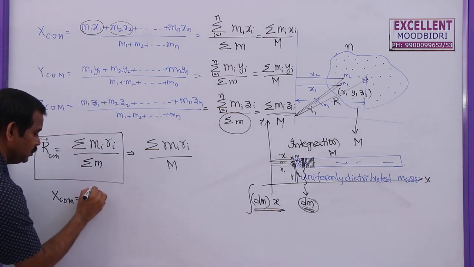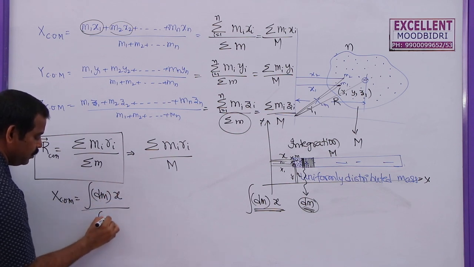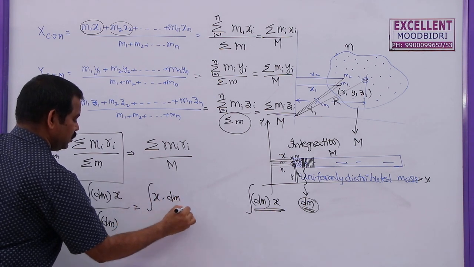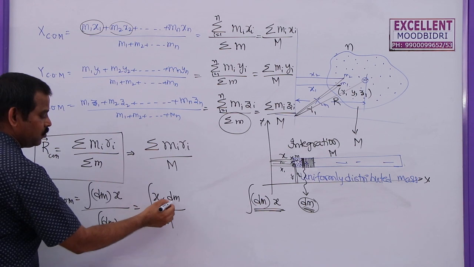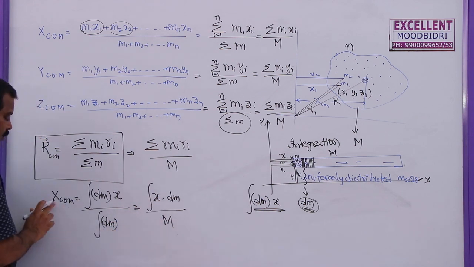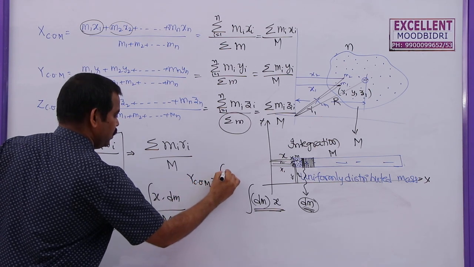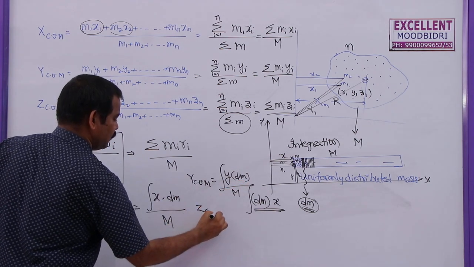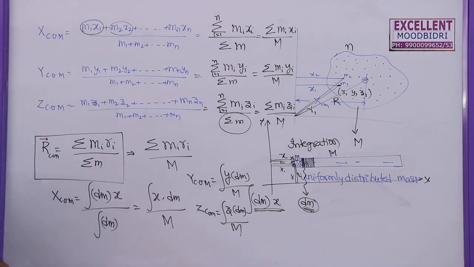So what I am going to write? This will become integral dm into x by integral dm, which you can write as integral x into dm by capital M. So this is how you can find XCOM. Similarly, YCOM will become integral y into dm by capital M. Similarly, ZCOM will be integral z into dm by capital M.